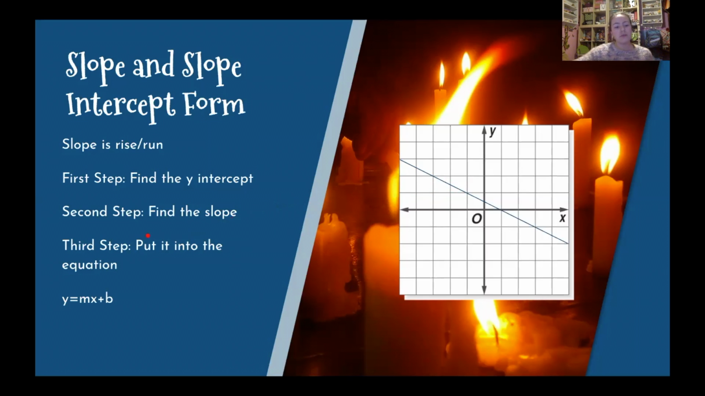Now the third step is to put it into an equation. So here is the equation, y equals mx plus b. Now what does that all mean? Basically you're going to fill in m and b. b is the y-intercept, which we already found out is 0.5, and m is the slope, which is -1/2. So now let's write it out. y equals -1/2 x plus 0.5, and that would be the slope and slope-intercept form.